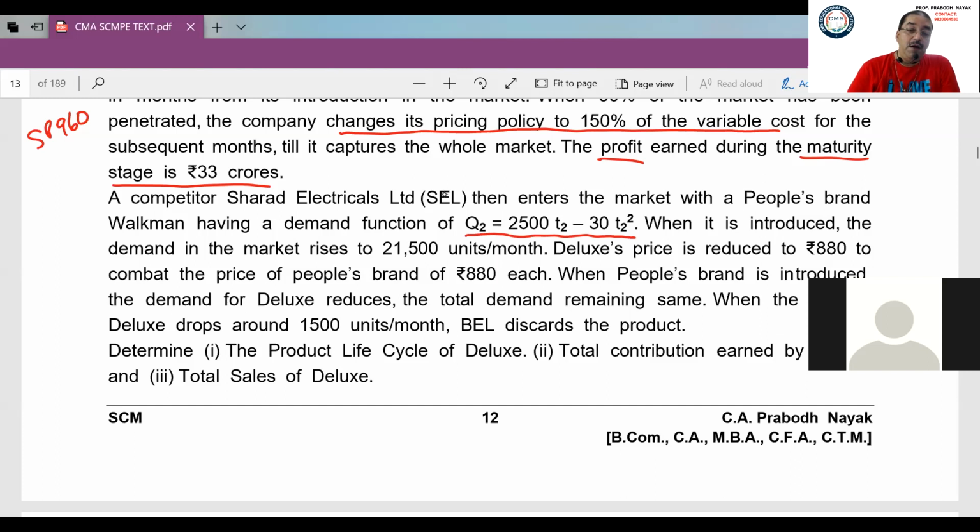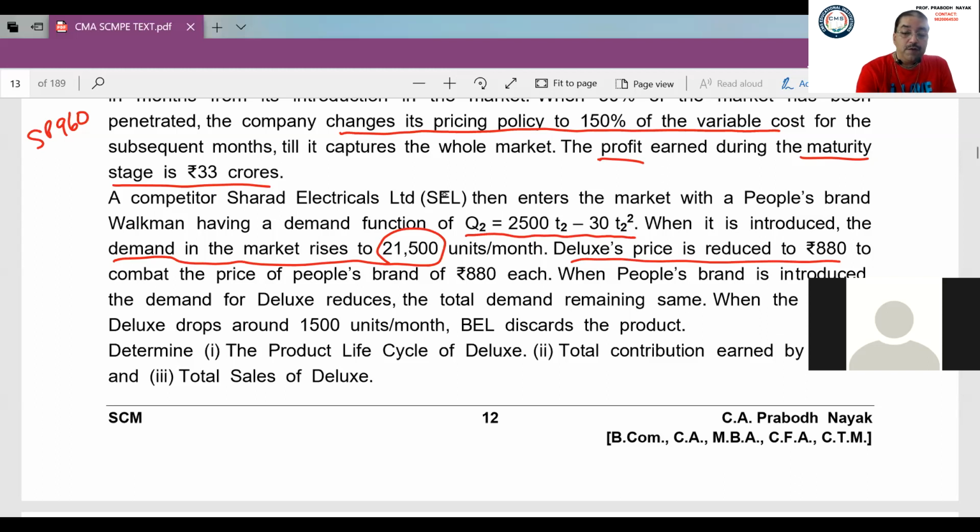When it is introduced in the market, the demand in the market rises to 21,500 units per month. Originally, it was how much? 20,000 units. The total market demand was 20,000. Now, as the new competitor enters the market, the demand increases from 20,000 to 21,500 per month.